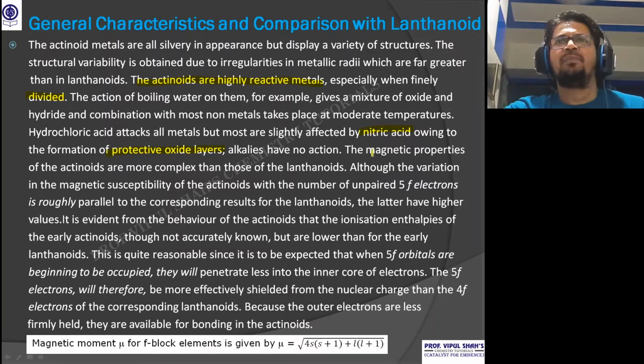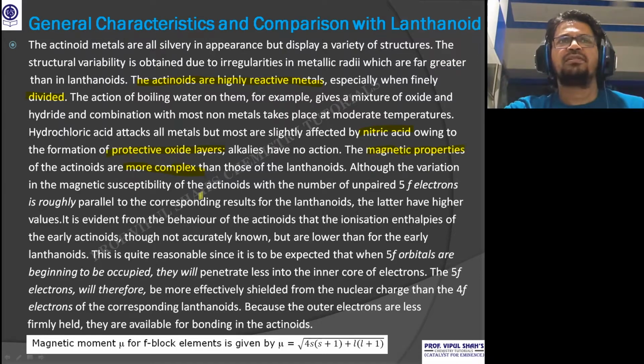Then magnetic properties. For the lanthanides, except when the f subshell is empty or completely filled, they show paramagnetic behavior. So here also the actinoids will form more complexes, like we spoke about complex formation in the d block. Lanthanides also form complexes because of vacant orbitals available, but for actinides the complexity will be more because you have the 5f orbitals over there.